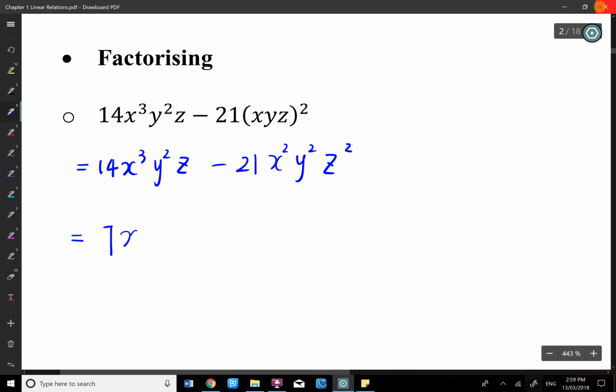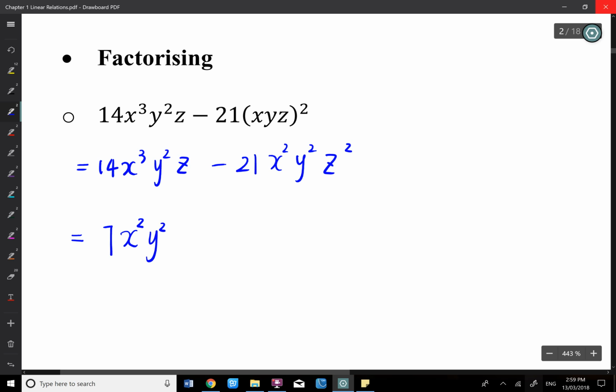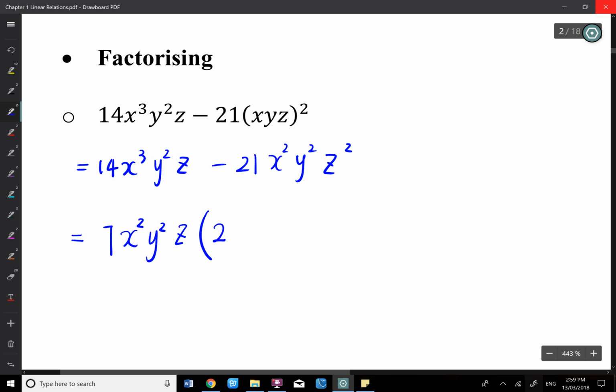2. So we have x squared. How many y do we have in common? And how many z do we have in common? And then the bracket is what we left. After you took out those things, what do we have? So we took a 7 from 14, what do we have left? 2. And you have x cubed, we take x squared out, you're left with x.